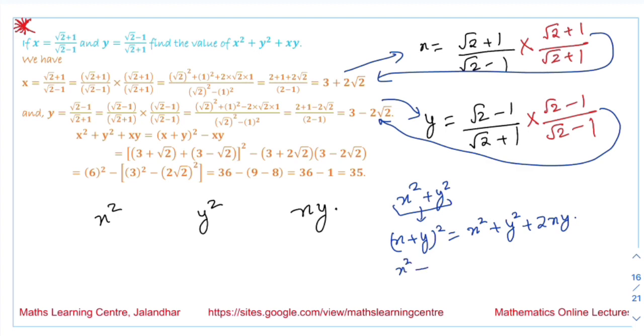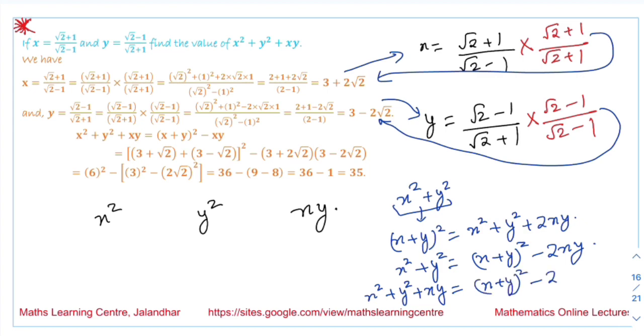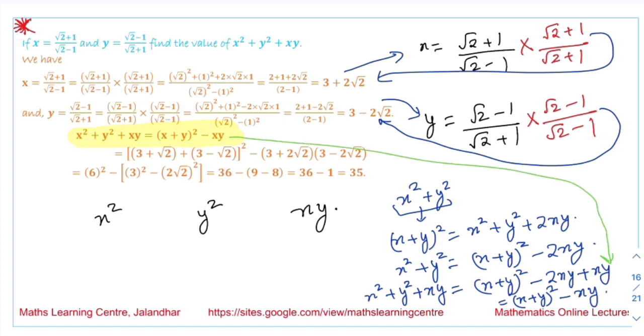It means x square plus y square is equal to (x plus y) whole square minus 2xy. We have to calculate the value of x square plus y square plus xy. So we have (x plus y) whole square minus 2xy plus x into y, so it is (x plus y) whole square minus x into y. This is the formula given over here: if we have to calculate x square plus y square plus xy, then that value is equivalent to this formula. I have explained over here how we are getting this value.